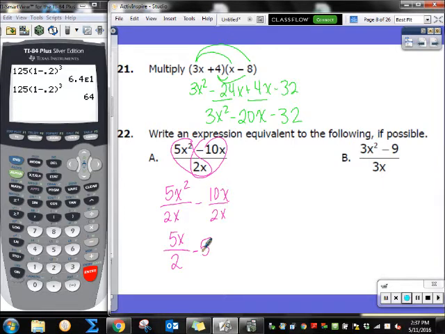Same thing over here, 3x squared over 3x minus 9 over 3x. So those 3's cancel. We're left with an x on the left. Minus 9 over 3 is a 3. But you still have that x in the denominator, so that's going to be your final answer, x minus 3 over x.